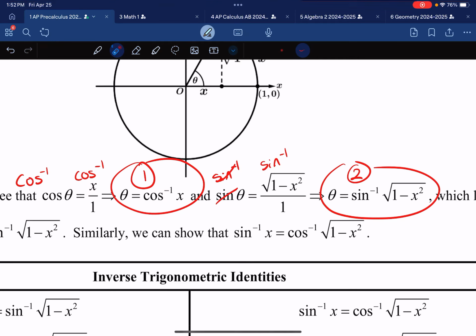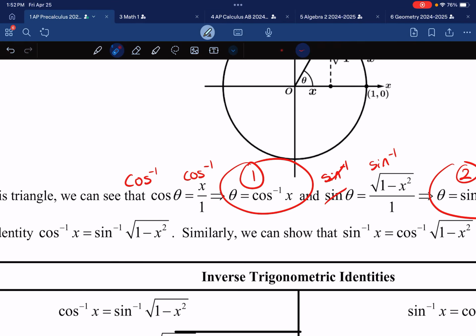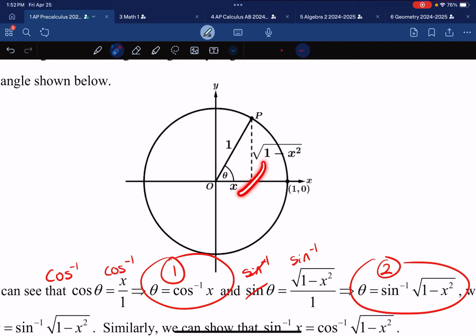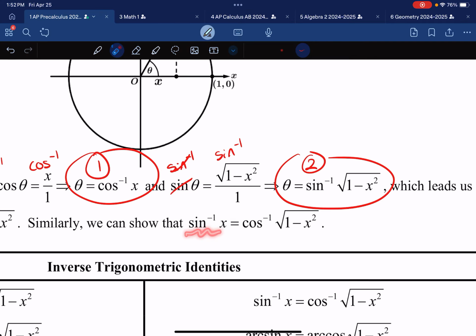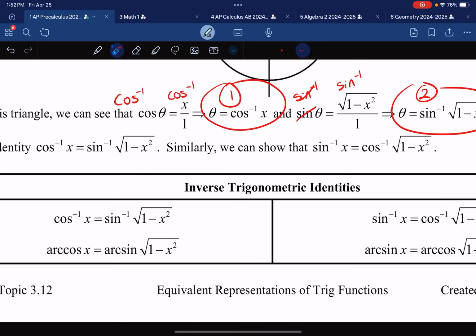And that's what we're saying down here. Arc cosine of x is the same thing as arc sine of the square root of 1 minus x squared. You could have also switched these two. If you switch these two, you get the entire reverse of that, meaning that arc sine of x is the same thing as arc cosine of the square root of 1 minus x squared. And you have inverse trig identities. And again, you can spell them out two different ways.